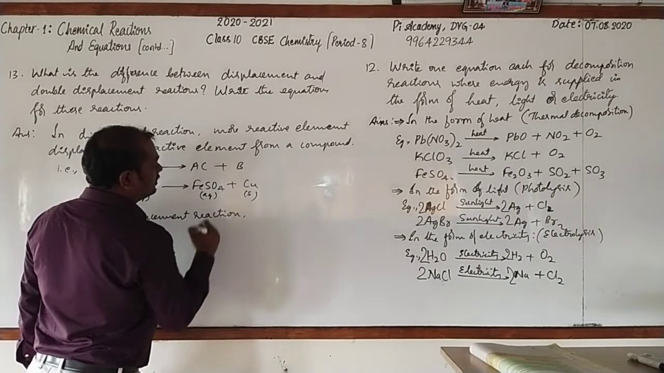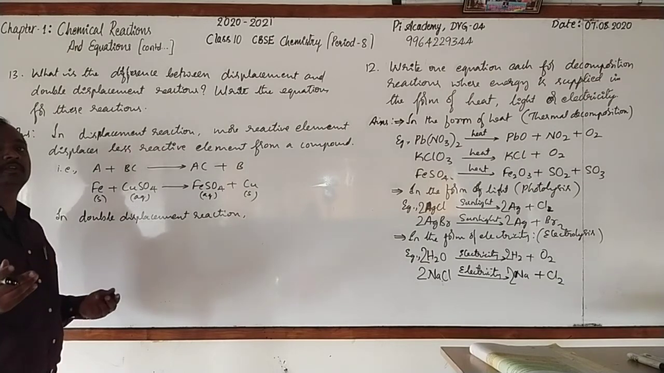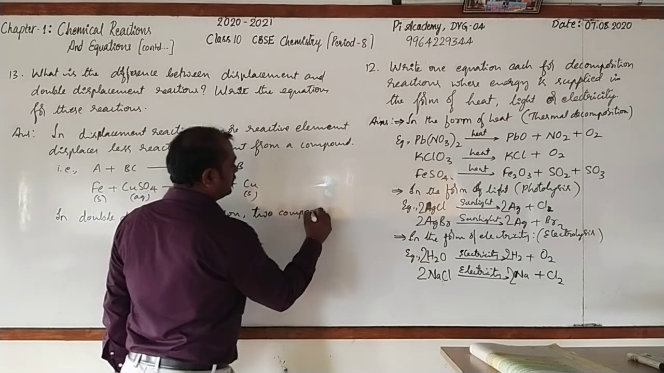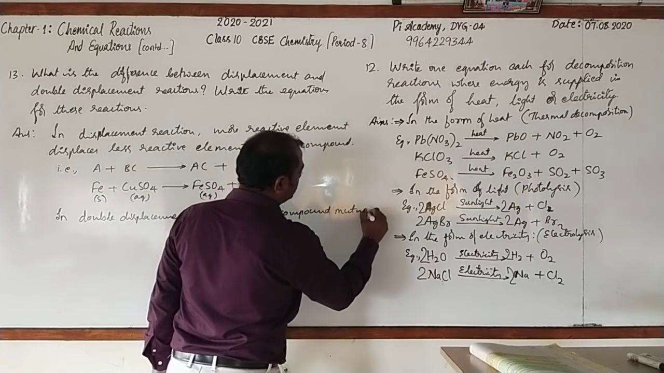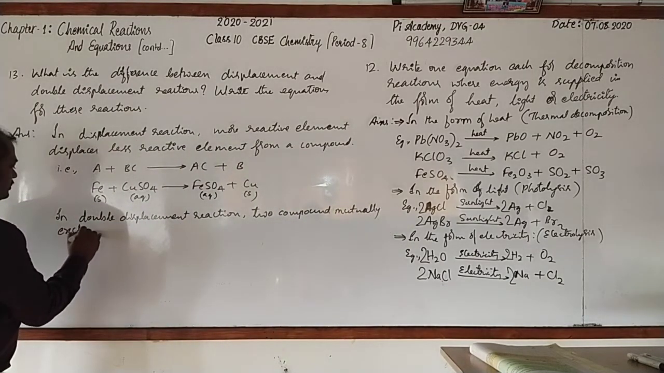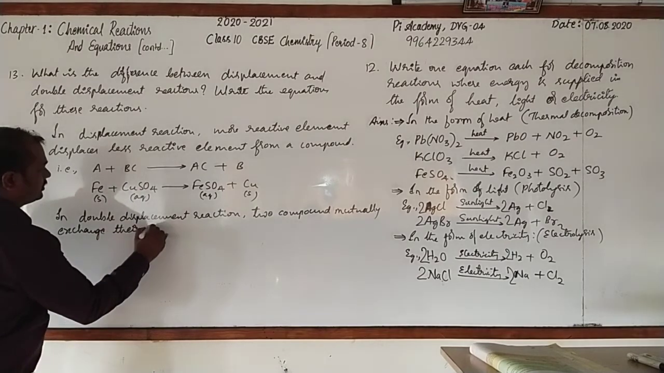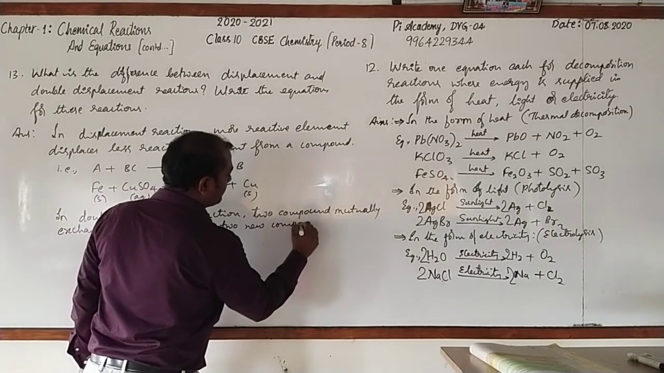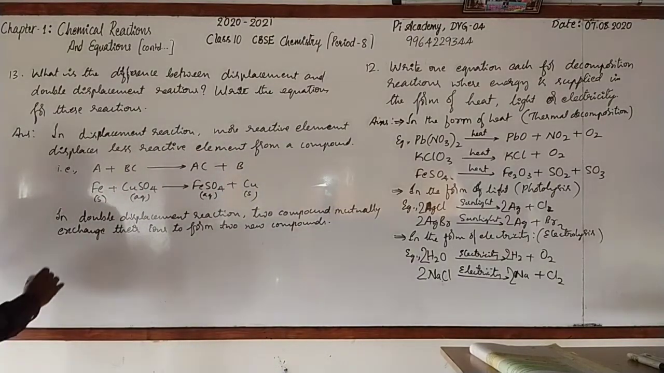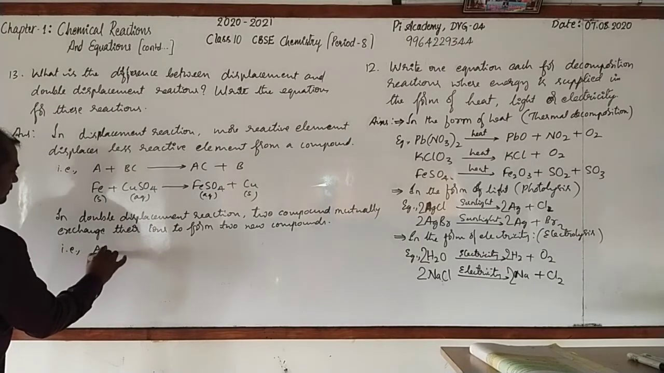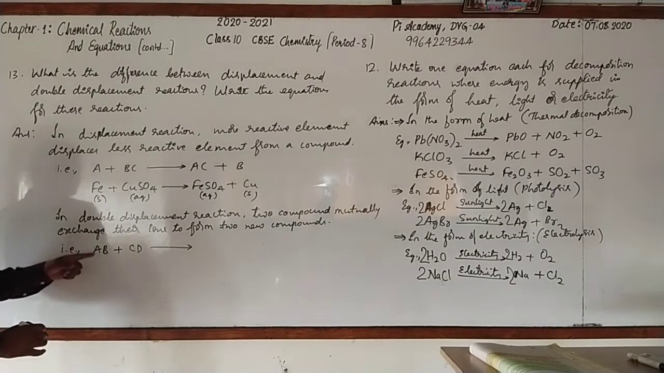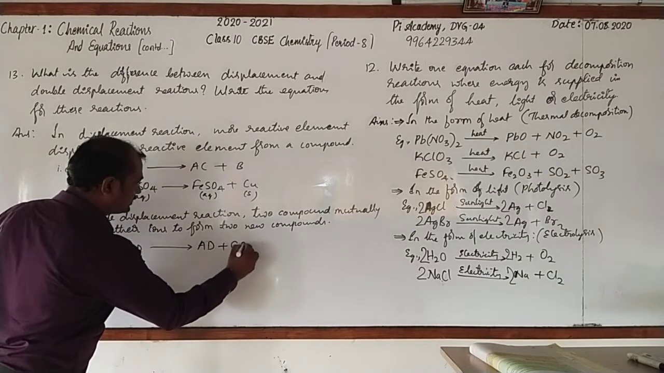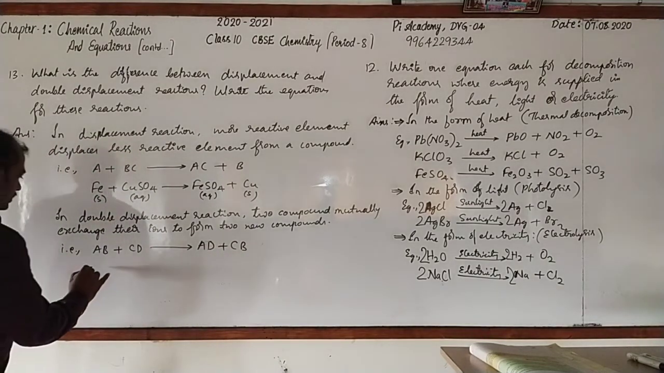here what happens? Here two compounds mutually exchange their ions to form two new compounds. Right? Then, in general, we can write it as AB plus CD gives rise to AD plus CB. Clear? So here I'll write an example.